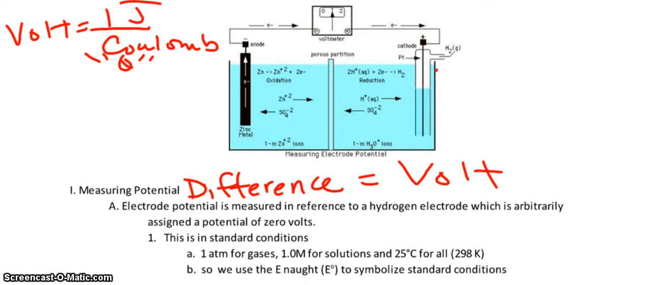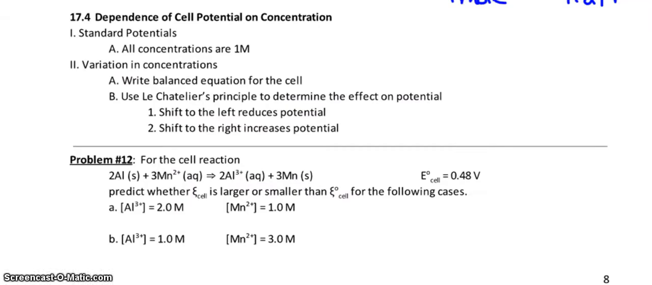So let's go to section 17.4, dependence of cell potential on concentration. Again, your standard potentials were all at 1 molar concentrations. What happens then if we don't have that? What if there is a variation in concentration? Well, same steps as always, write your balanced equation. And notice our good buddy Le Chatelier comes back again. So use Le Chatelier's principle to determine the effect on potential.